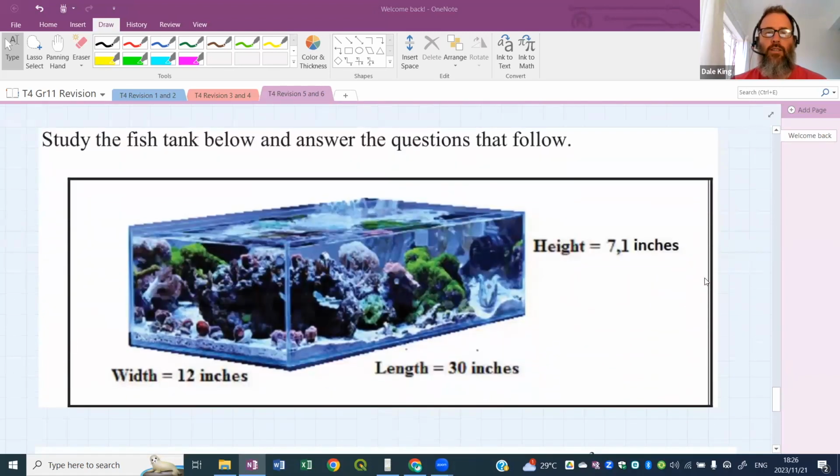All right. Study the fish tank below and answer the questions that follow. Similar scenario, isn't it? Fish tank. By the way, what type of shape is this? Anybody, what type of shape is this? Yes, Tando, you are a good swimmer. You don't mind the challenge. What type of shape? It's got a name, this 3D shape. What is the name of this 3D shape?